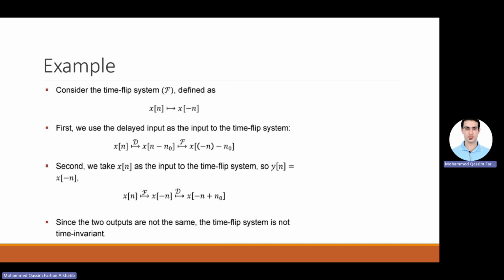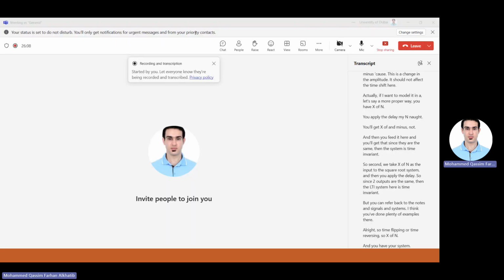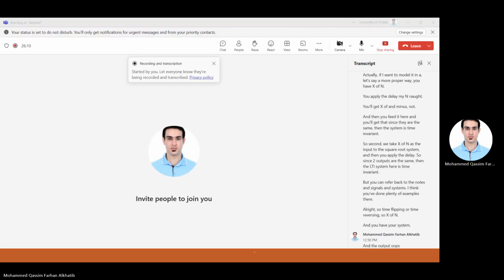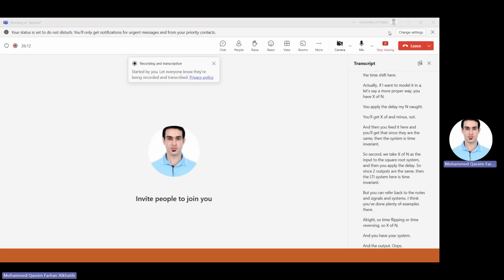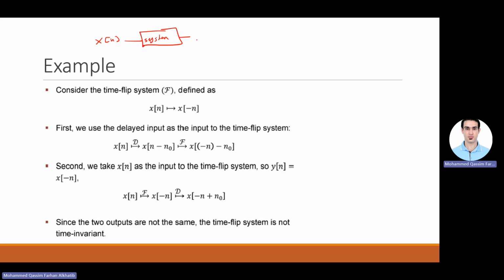All right, so time flipping or time reversal. So x of n, and you have your system, and the output here should be x of negative n.